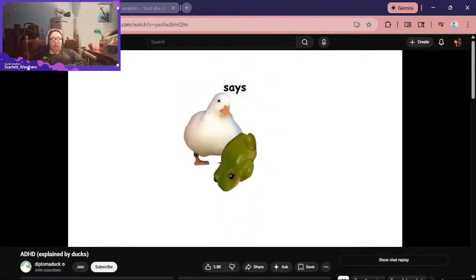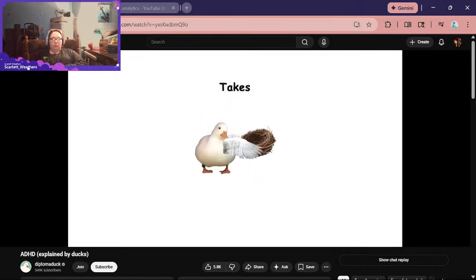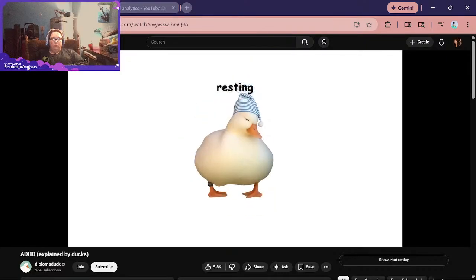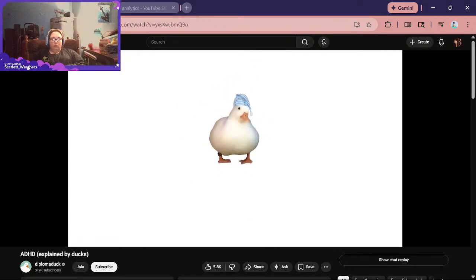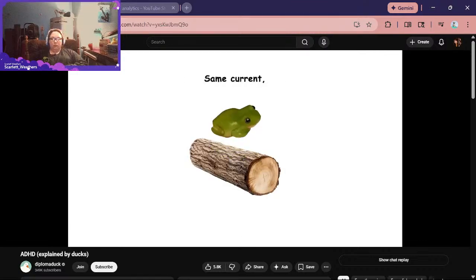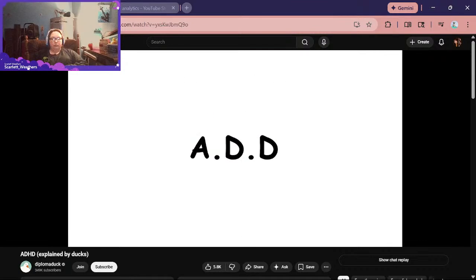Wise Frog says passion needs balance. Pea snacks, naps, swims with friends. Duck isn't broken. Duck just needs rest. Duck nods, steps back, takes a break. Tiny spark returns. Still creative, still resting, still a good duck. Some ducks drift rather than dash. Same current, different pattern. ADD.